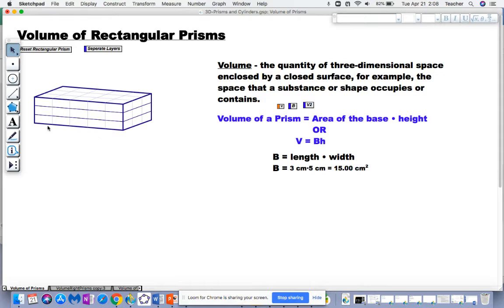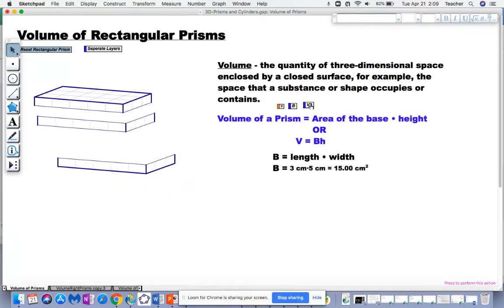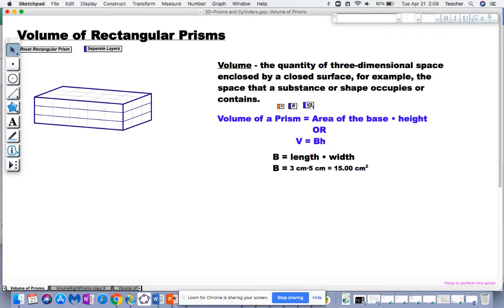So you go 3 times 5. All right, so that's 15 square cubes, or 15 square centimeters. Each one is a centimeter. So there's 15 cubes in here. Well, based on the 3 layers, that is 3 high. So I'm going to do that 15 times 3. So the volume of that rectangular prism is 45.